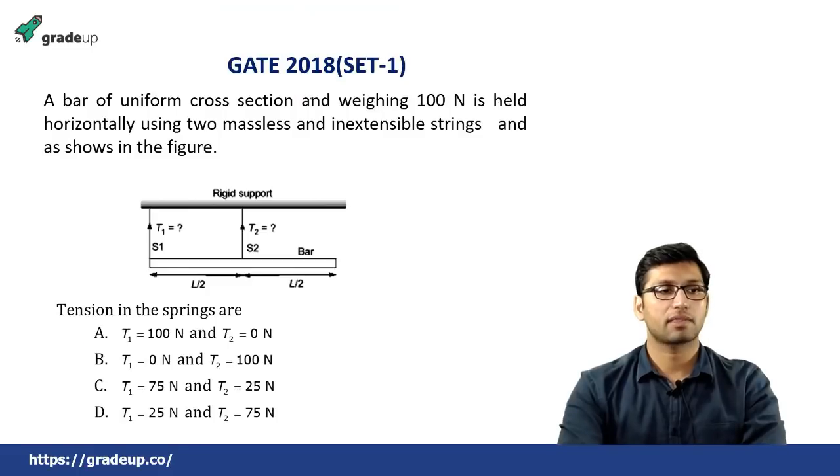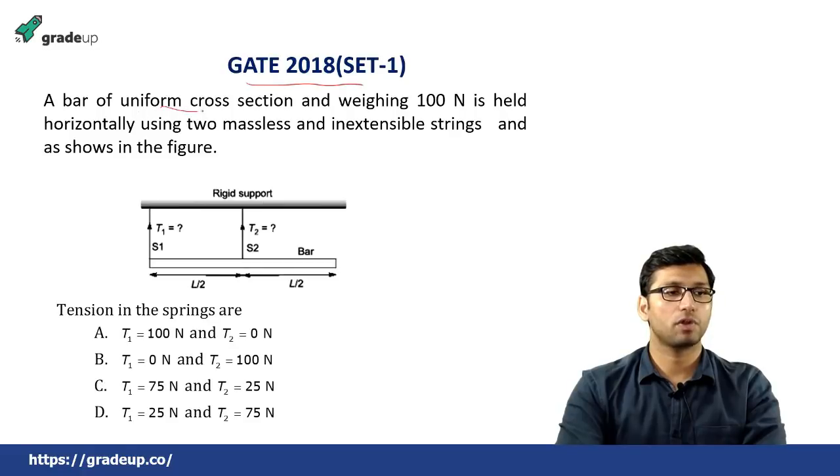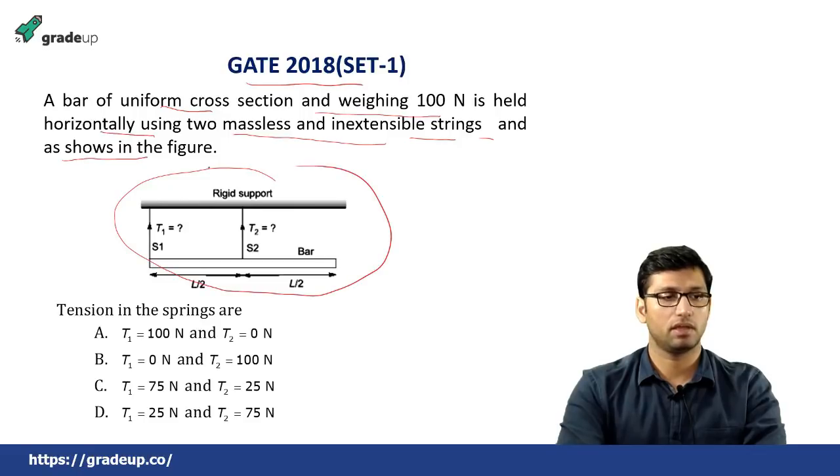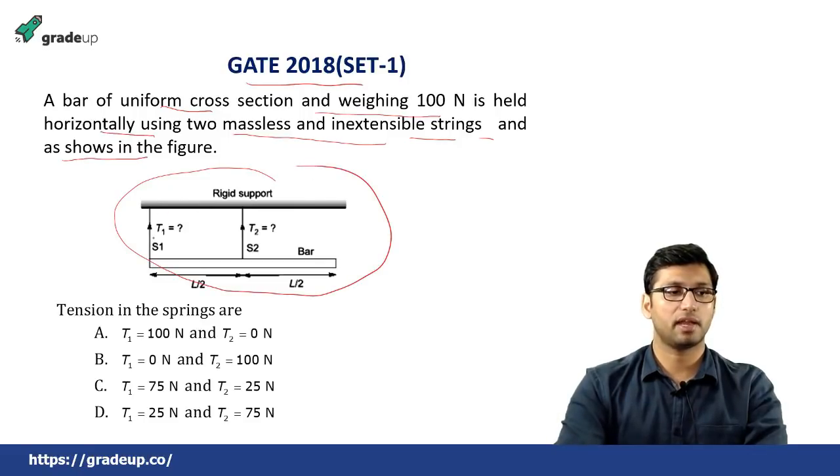Now the next question is from GATE 2018 set 1. In this question it is given that a bar of uniform cross section and weighing 100 Newton is held horizontally using two massless and inextensible strings as shown in the figure. There is a rigid support and there are two strings which are supporting this mass weighing 100 Newton. Since this is a 100 Newton weight, it will be acting at the center point of this bar, downward.